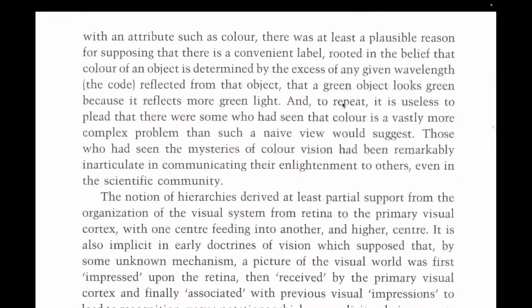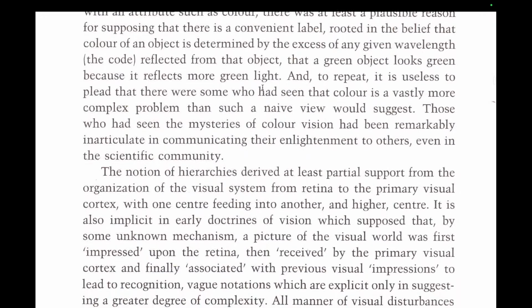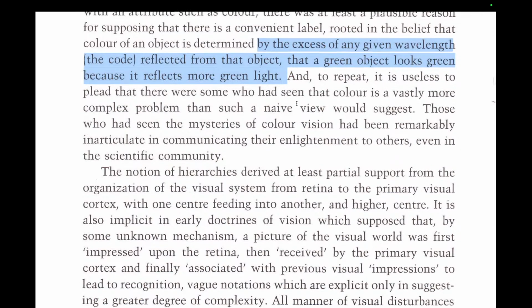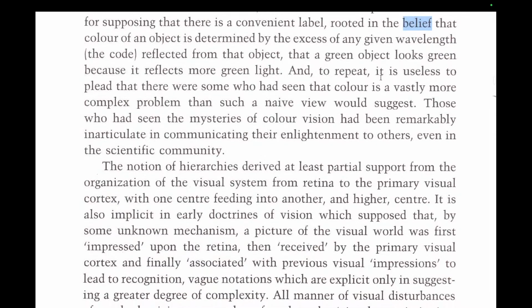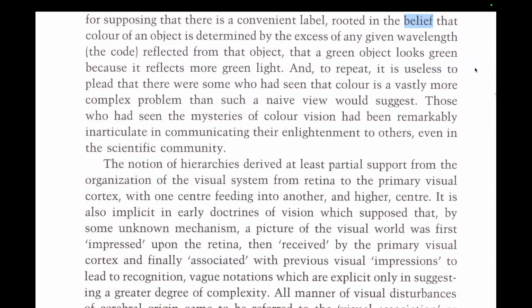Moreover, with an attribute such as color, there was at least a plausible reason for supposing that there is a convenient label rooted in the belief that the color of an object is determined by the excess of any given wavelength reflected from the object, that a green object looks green because it reflects more green light. So this is interesting because he uses the term belief, not rule, not law, not even theory, belief. So what distinguishes belief from evidence, for example?